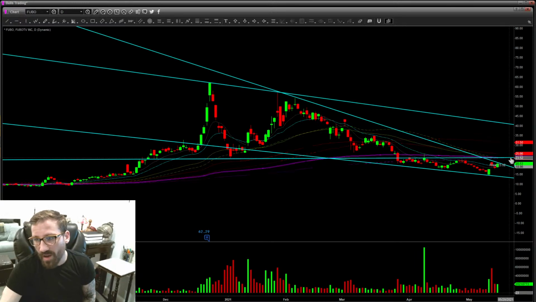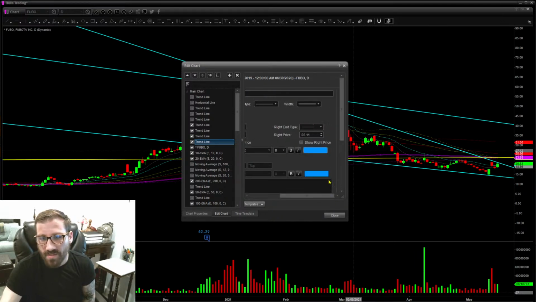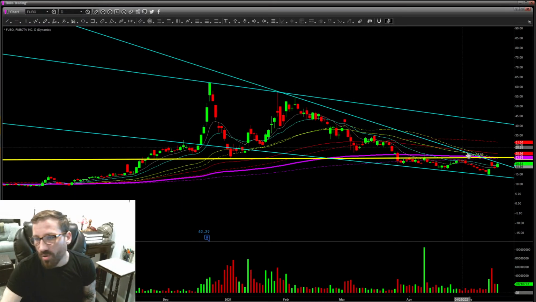A very big trend line. I'm going to make that a different color because that's how important it is. I'm going to make that yellow, and a little bit thicker. It's a very big trend line that we should be mindful of, right? So, you know, we have a price of 23. It's almost $24 at that price level.